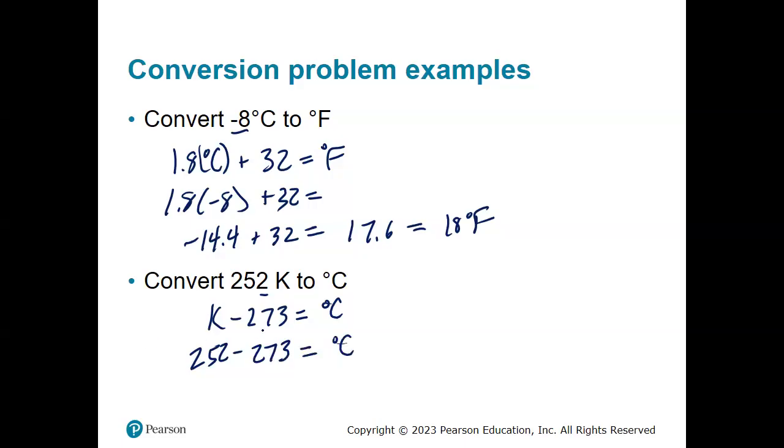The second one, 252 minus 273 would give us negative 21. Since that measurement matches the precision of this measurement in terms of the ones place, we would keep it as negative 21. So those are the things to keep in mind as you're looking at this assignment.